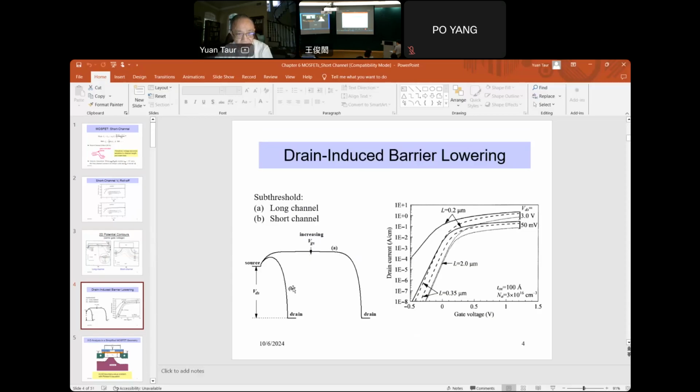But for short channel, for B, this is for the same gate voltage, okay? Same gate voltage for long channel and then for short channel. You can see that the potential is even higher. In other words, the barrier is lower in the shorter channel device because of the effect of source and drain.